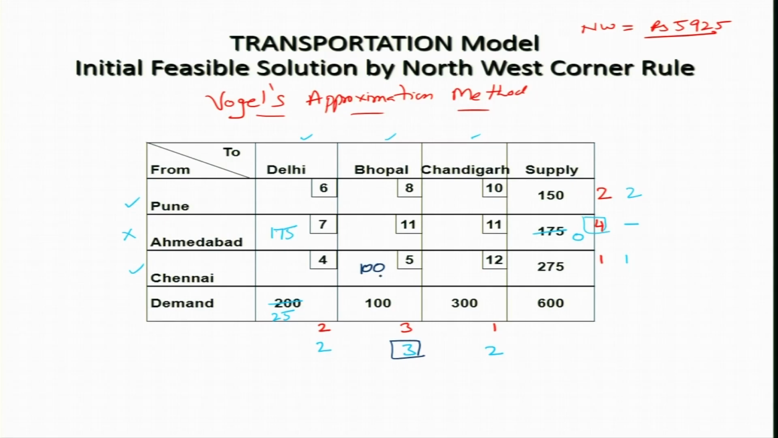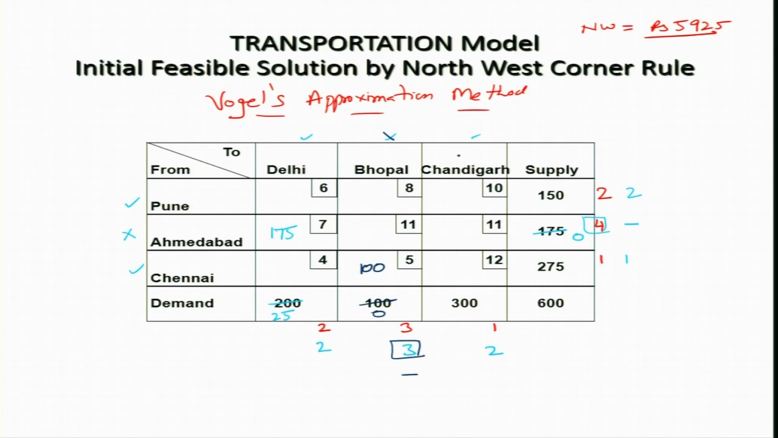Now, once this is done, this quantity left is 0. So, in the next round I am not going to compare this, because there is no quantity required by Bhopal, and now I can do the third iteration also. In the third iteration, I will not consider Bhopal, I will consider the remaining 2 sources.